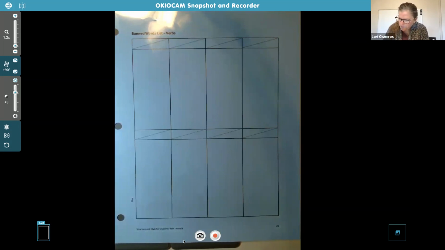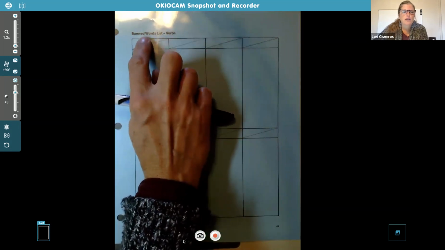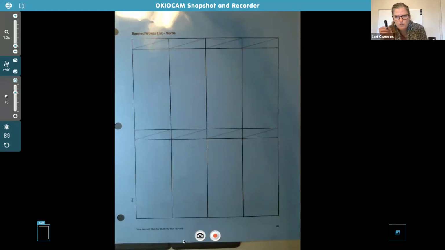And in that, you'll see at the top here, I know my light is kind of reflecting here, banned words list and its verbs. This is going to force you to come up with some strong verbs. And the strong verbs are going to be more descriptive. It's going to tell more of an image or a feeling that you are portraying in your sentences.